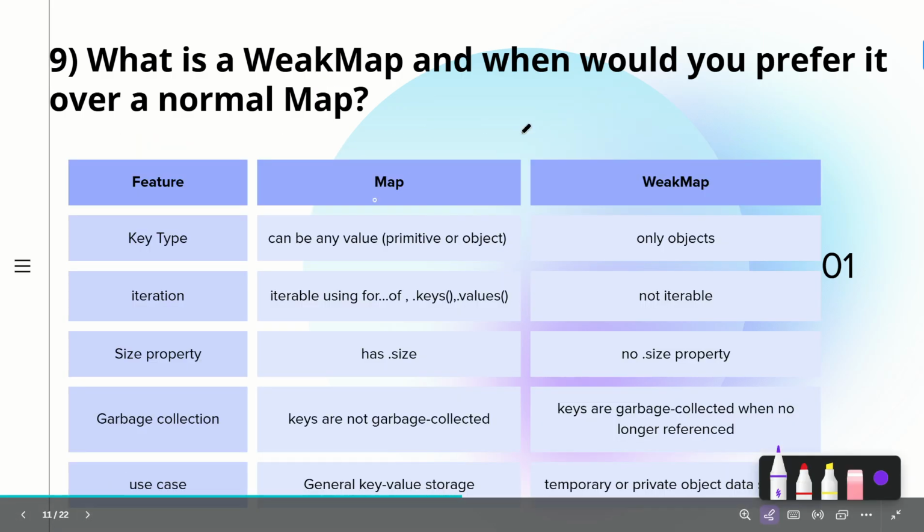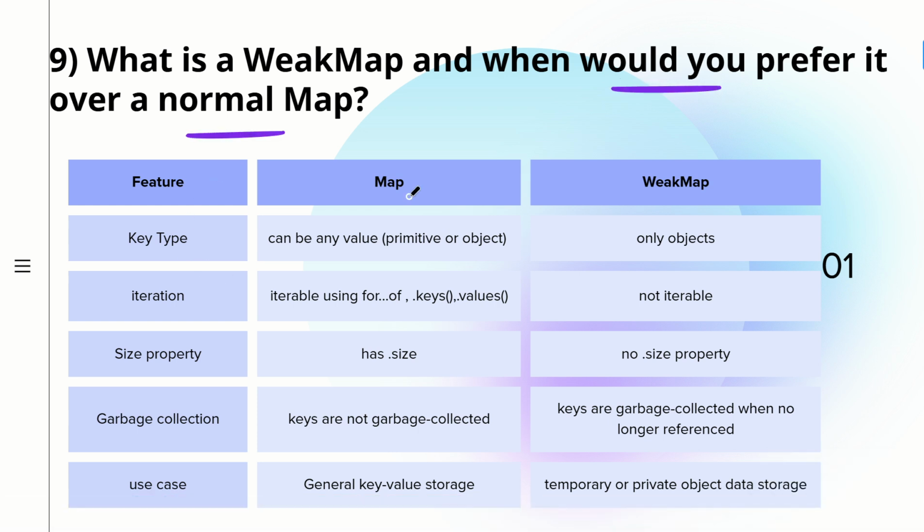And when would you prefer to use it over normal maps? So you can see the difference. What is the difference between Map and WeakMap? In case you want to use these features, you can make use of Map. In case you don't want to use them, you want to make use of the WeakMap feature, then you can make use of WeakMap. So let us see the difference quickly.